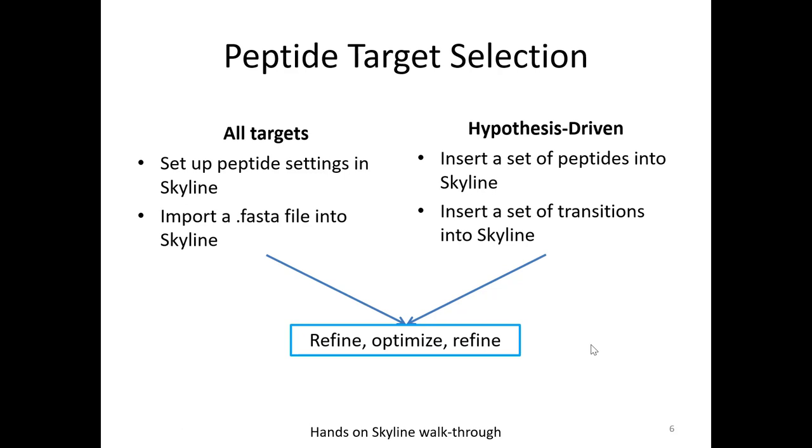Going back to the presentation, for peptide target selection, if you don't have data and you're not going from hypothesis-driven experiments, I would set up all peptides in Skyline and then bring the FASTA file in just like we did. Even if you're coming with data sets and empirical data, you can do the same thing. You can bring those raw files in that you generated the spectral libraries with and see where these peptides are coming out chromatographically. And then from that process in Skyline, you can refine, optimize, and then refine again.